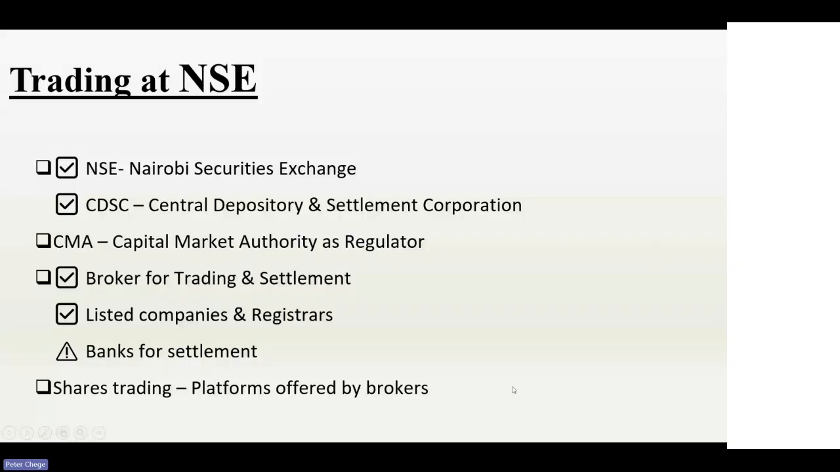From the client to the broker, to CDSC, you open account. CDSC sends that account to NSE. NSE now connects all the brokers under one platform. So if you go to broker X, you still connect to NSE to trade with a client who is at AIB. And you trade on all listed companies. So for a company to trade at NSE, it has to be listed and it must have a registrar.